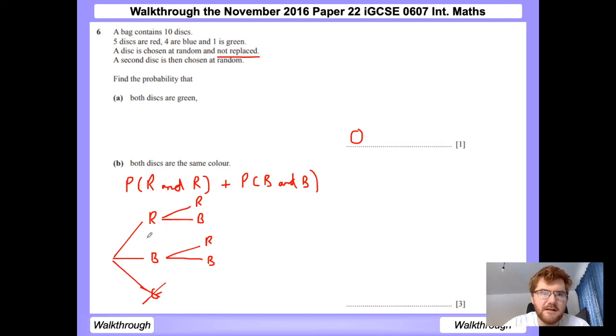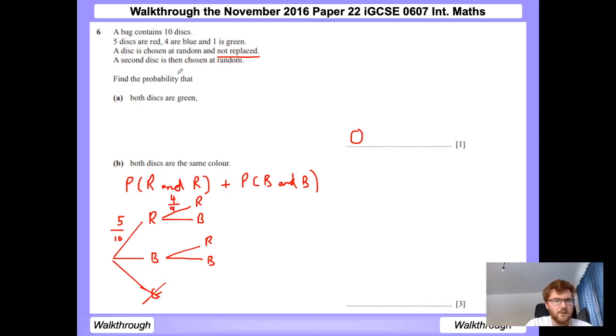So the red probability at the start is 5 out of 10. So there are 5 discs red out of 10. Now imagine we've chosen one red and we've removed it. There are only 4 red discs left. And because we've removed a red disc, there are only 9 left in the bag. So this becomes 4 over 9.